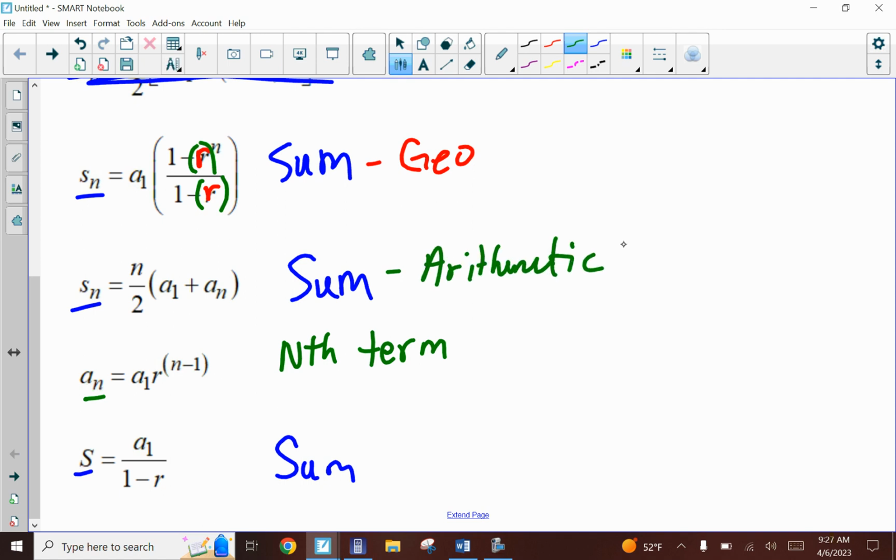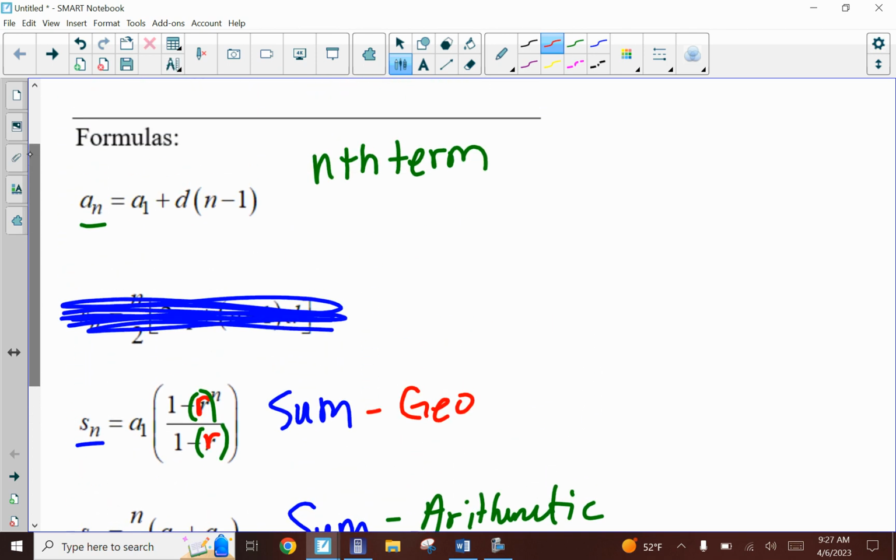The last one is a special one because you notice this is a capital S. This one is reserved for summations that involve an infinity because there is no infinity button on your calculator. So if you see a sum that's infinite, you would actually just use this formula instead.